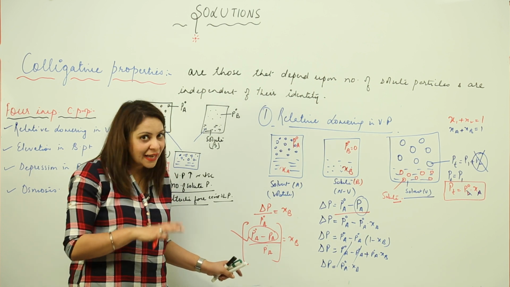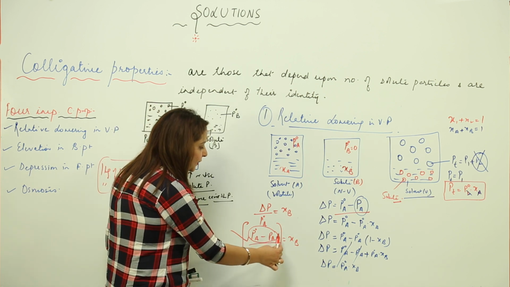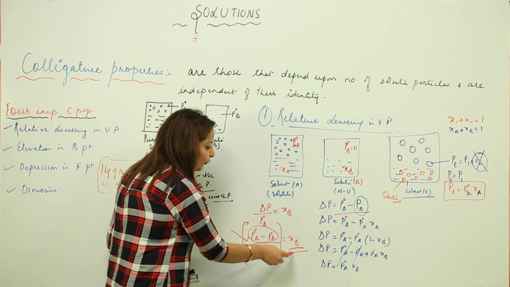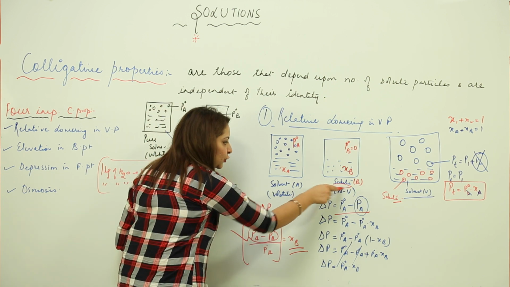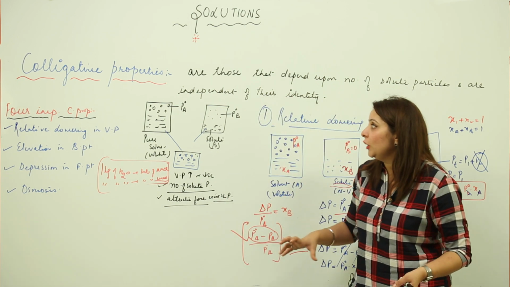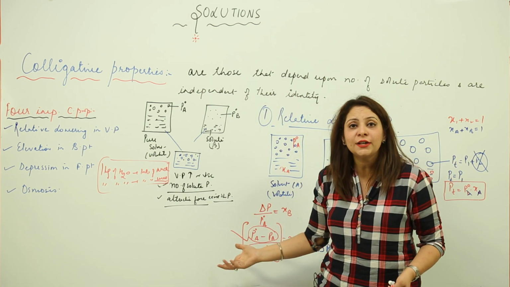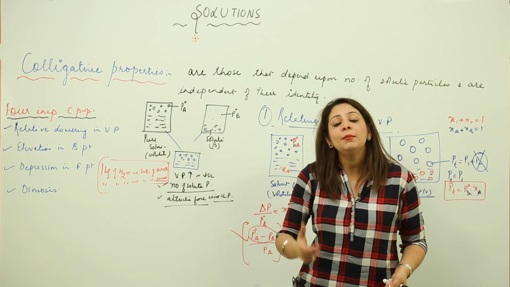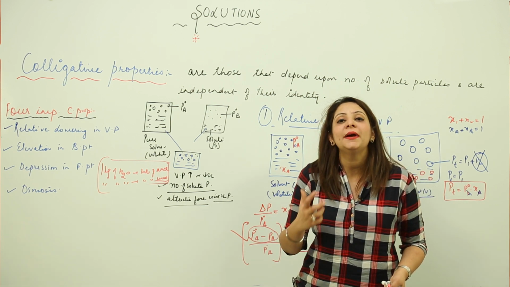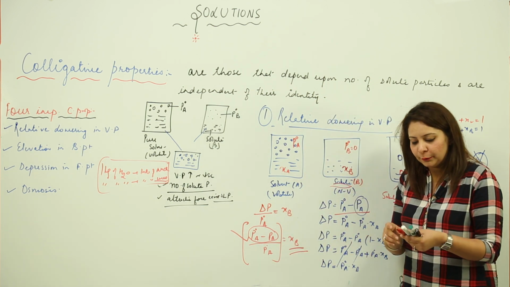Now, can you tell me whether it is a colligative property? Yes, it is proved, because the relative lowering in vapor pressure is equal to the mole fraction of B, that is our solute. As I told you, colligative properties depend upon the number of solute particles. So it depends upon the mole fraction, that means upon the number of moles of the solute, and is independent of its identity. So this is the relative lowering in vapor pressure.